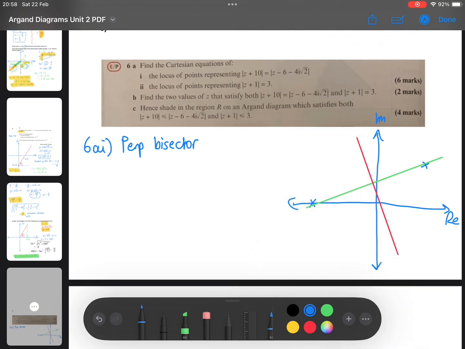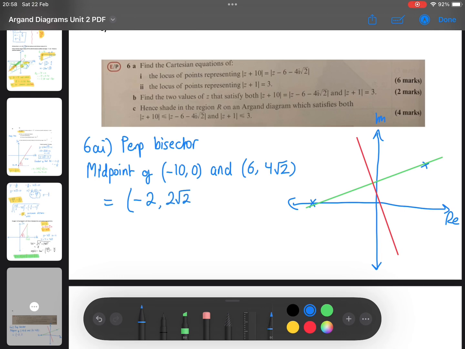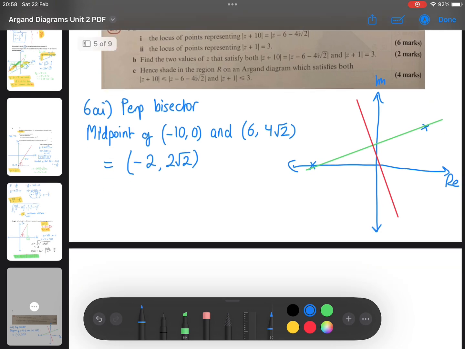So in order to do that, we need to first find the midpoint between those two. So we want the midpoint of -10, 0 and 6, 4 root 2. So the midpoint of the x between -10 and 6 is going to be -2, I believe. And then for the y coordinate, it's going to be 2 root 2. So that's the midpoint.